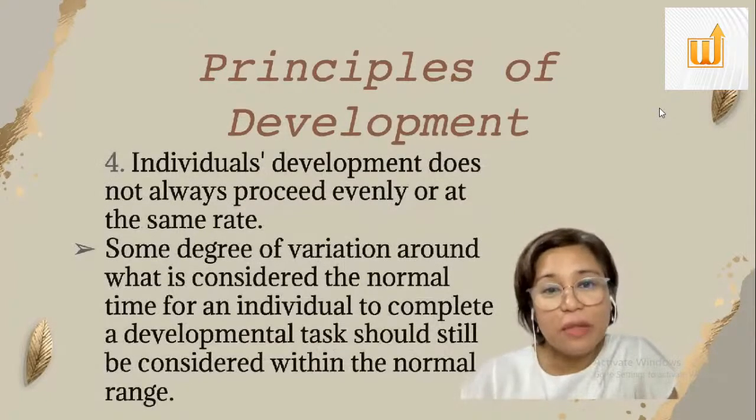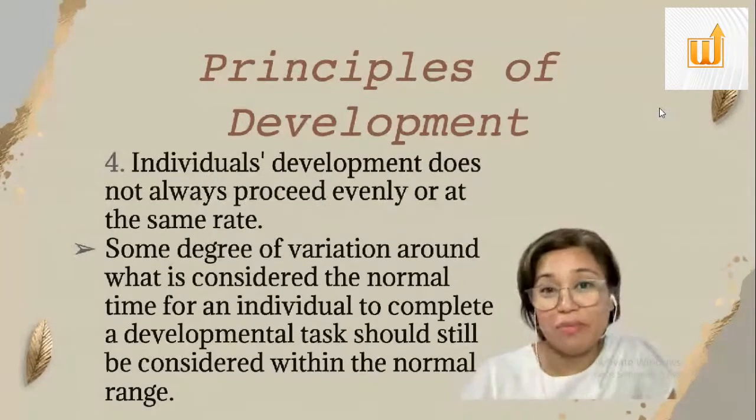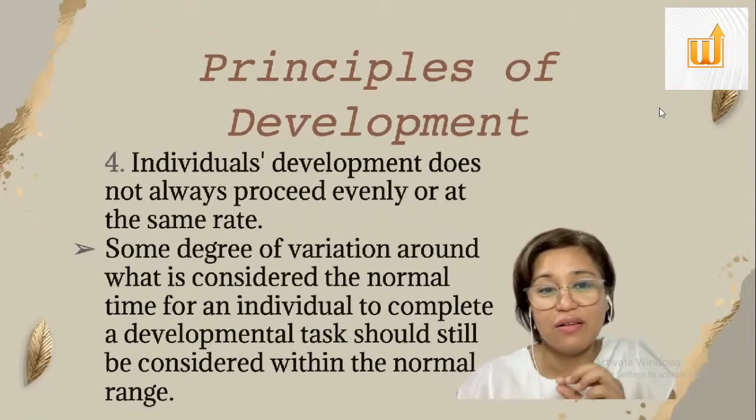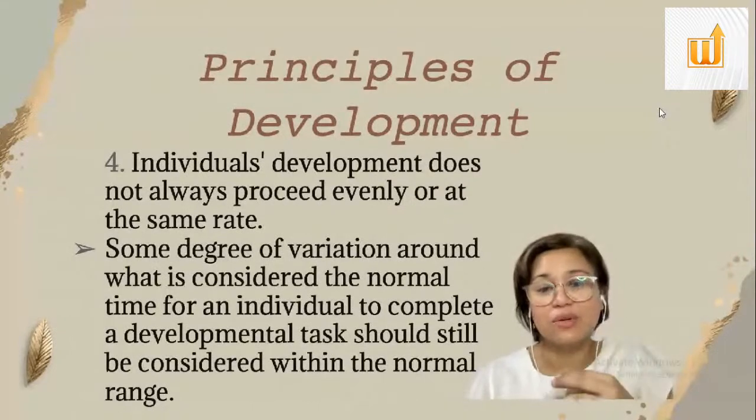And then fourth principle, individuals' development does not always proceed evenly or at the same rate. My development is definitely different, even from my twins. Even twins develop at different speed or different rate. Okay? So there is some degree of variation around what is considered normal for an individual to complete a developmental task, but it should still be considered within the normal.